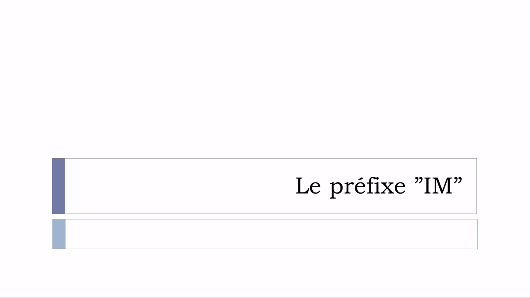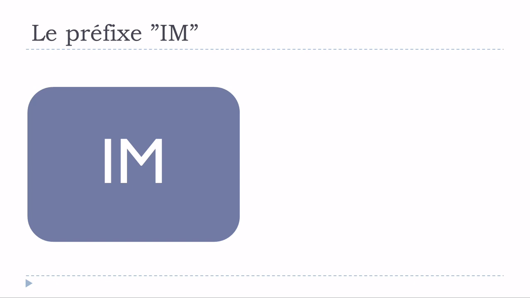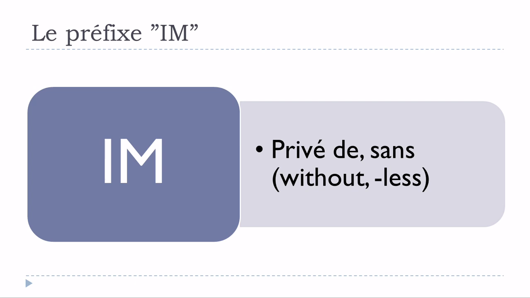Okay? So when we're talking about prefix, we're talking about letters that you will add at the beginning of existing words, and by adding these letters you will modify the meaning of the word, okay? In this lesson, by adding this IM at the beginning of existing words, in most of the cases they will start with P, just for your information. By adding this IM, you will modify the meaning, and it will mean privé de or sans. Okay, so let's see now a few examples.